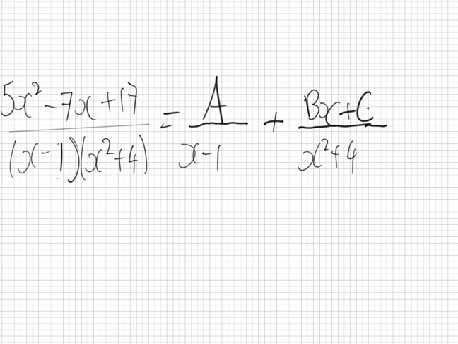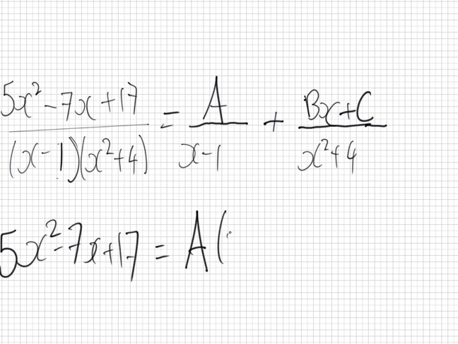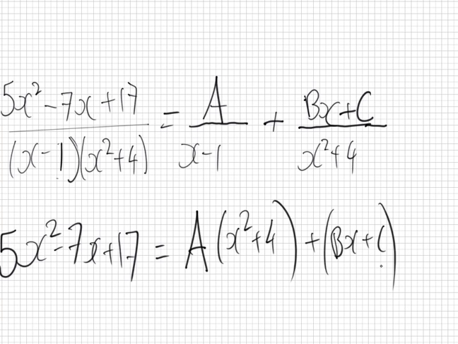So what do we do first, as normal with these? We multiply everything by this denominator. I won't write down these steps. We can see the answer will be 5x squared minus 7x plus 17 equals A times x squared plus 4, plus bx plus c times x minus 1.